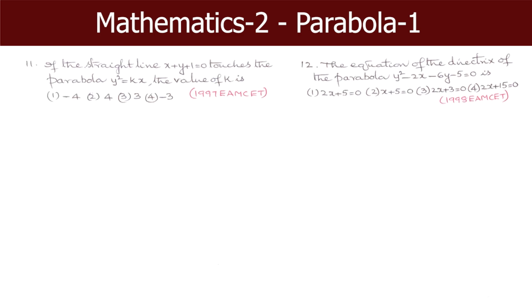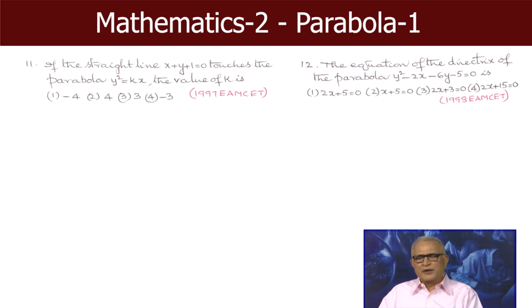Question number 11. If the straight line x plus y plus 1 equal to 0 touches the parabola y square equal to kx, the value of k is. See, we know the condition for tangency. Y equal to mx plus c is the tangent to the parabola y square equal to 4ax if and only if c equal to a by m.